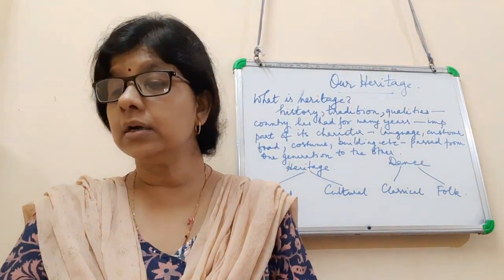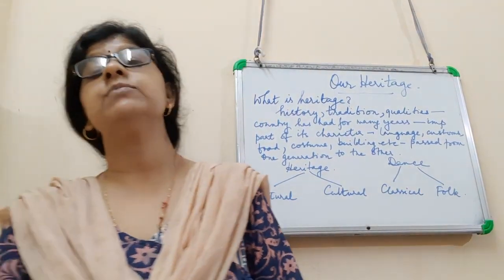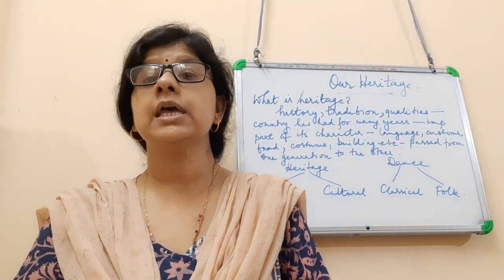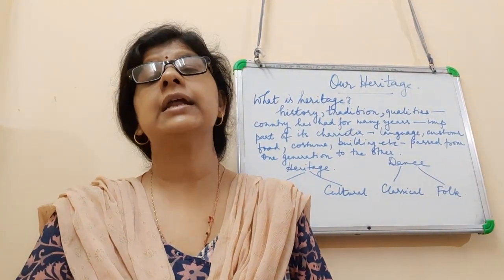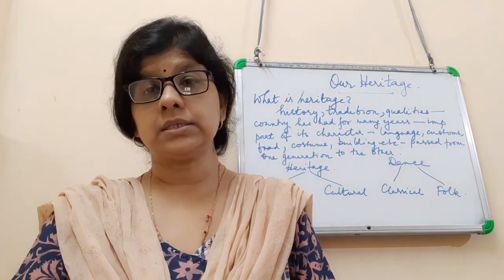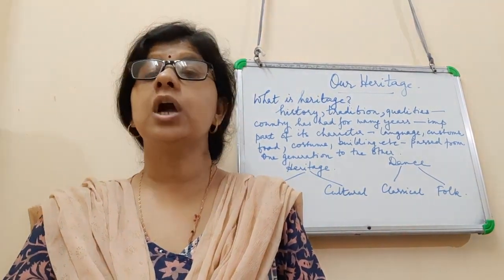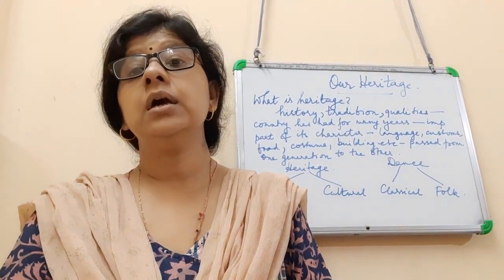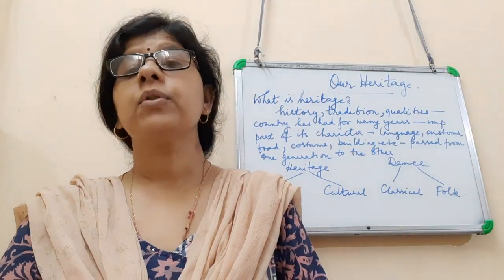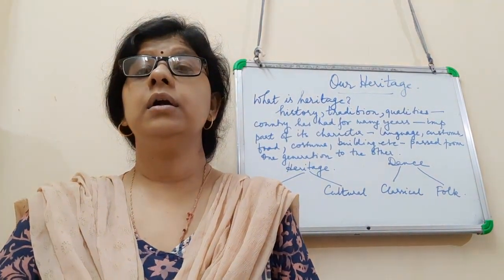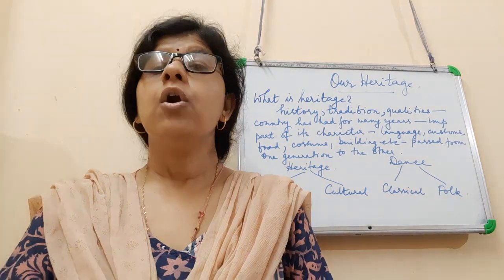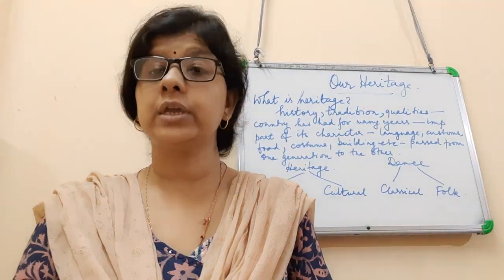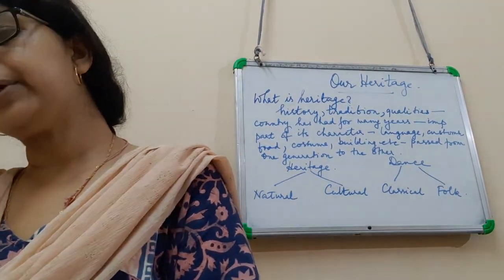Now among the monuments, you have names of certain monuments, and please make a note of it, because these monuments can come as objective type answers. Like Charminar in Hyderabad, Taj Mahal in Agra, then Red Fort in Delhi, then Gateway of India in Mumbai. All these things you have to remember properly. Match the following can also come that way.